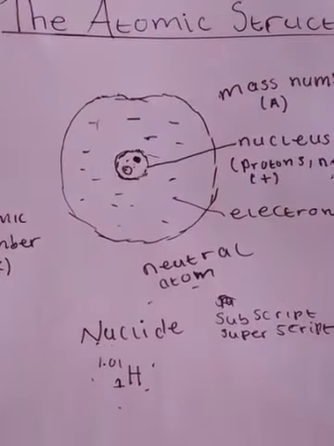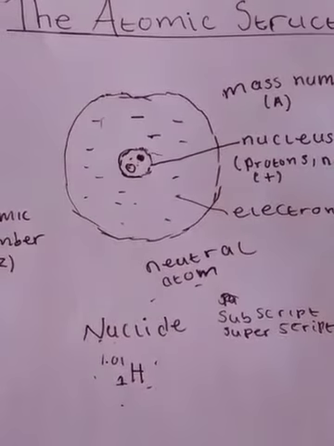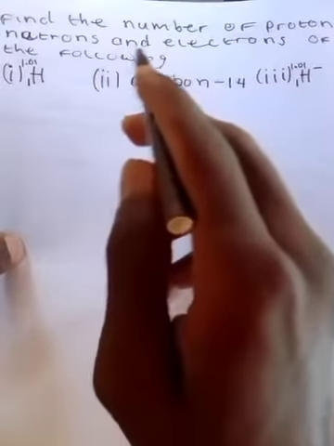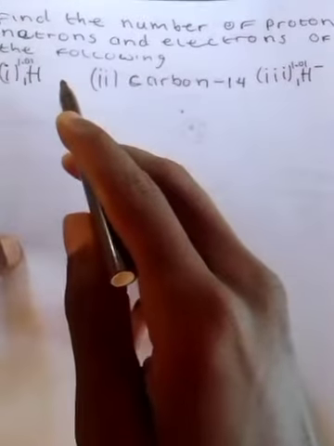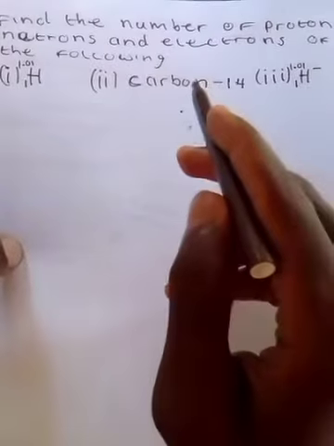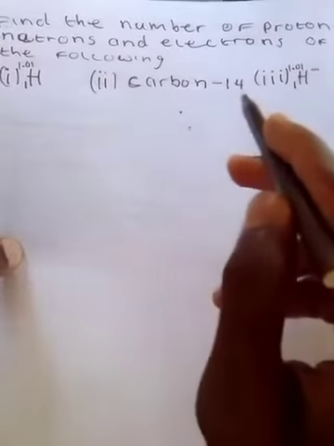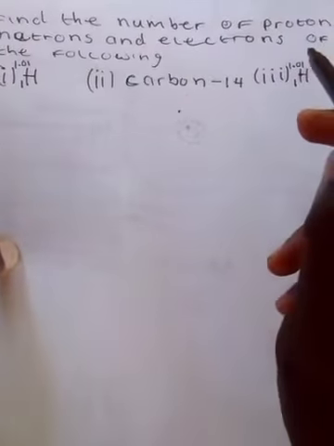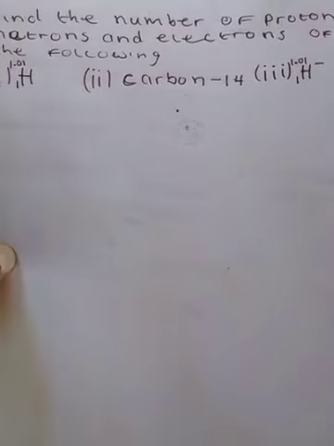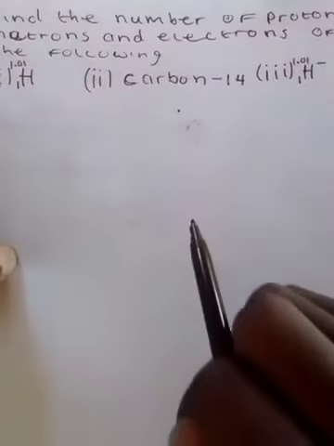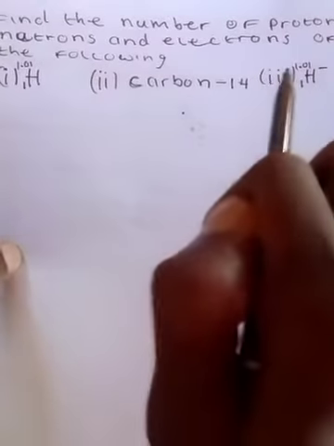Okay, so now here is the question. The question is saying: find the number of protons, neutrons, and electrons of the following. We have hydrogen, we have carbon 14, this is actually an isotope, and we have the one that has been ionized, the hydrogen that has gained one electron. Okay, so these are the three types of questions that they bring. It's either they give you this or the remaining two.